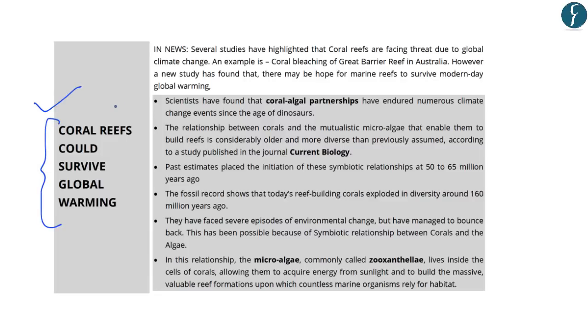Now what was already discussed in the DNS, that coral reefs could survive global warming, was also again discussed in the Focus magazine. And this issue also provided the example of impact of global warming on the coral reefs. And it highlighted the example of coral bleaching of Great Barrier Reef in Australia. And we note that the question that was asked in 2019 required us to provide the examples. So this could have been one of the examples that you could have used in this answer.